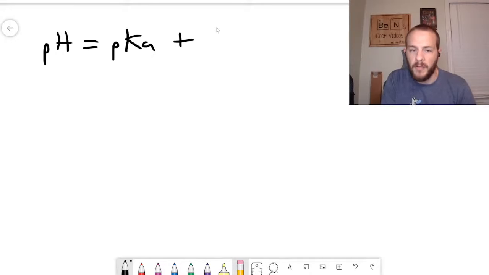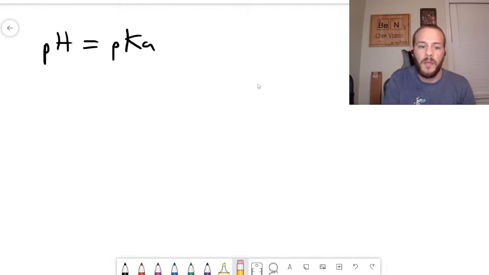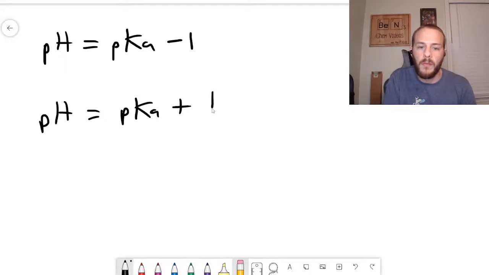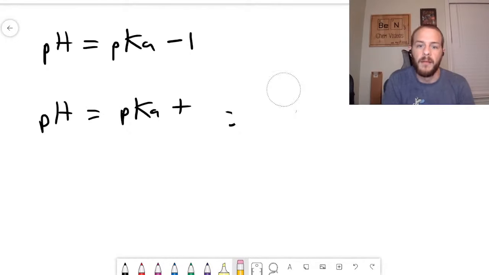So at the lower end of that range, the ratio of base to acid would be 0.1, right? Now the log of 0.1 is -1, and so we end up getting pH is equal to pKa minus 1, right? And then at the upper end of that ratio, we end up getting pH is equal to pKa plus the log of 10. If your base to acid ratio is 10, that's the upper end of that range. What's the log of 10? Well, that's 1, right? 10 to the first power is 10, obviously.